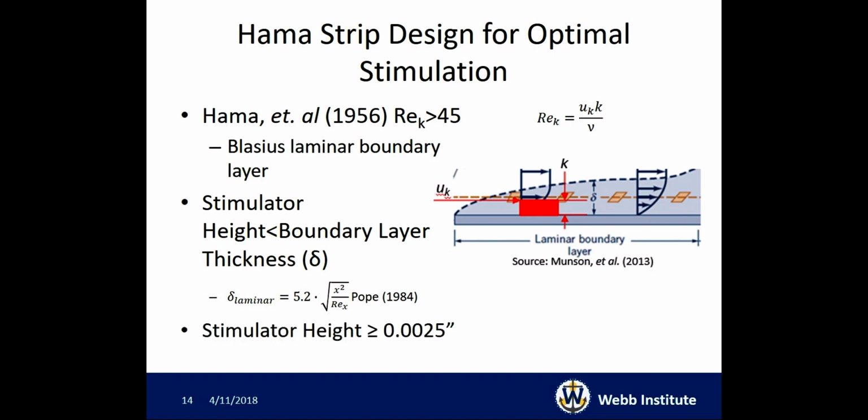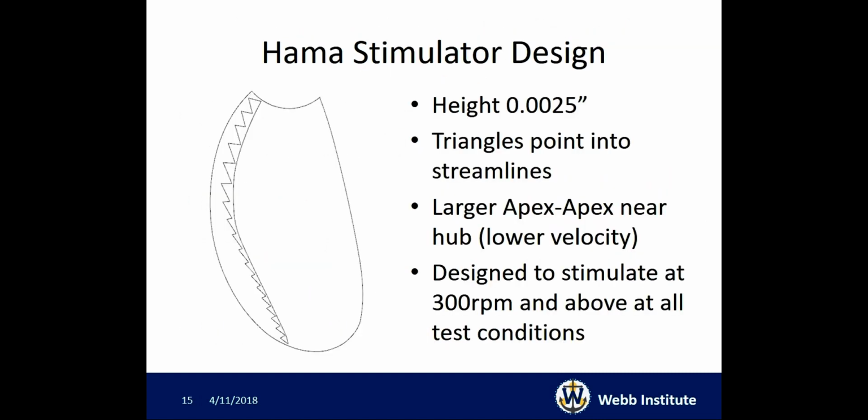My last limitation was my stimulator height. The 3D printer at Webb Institute had a minimum resolution of 2.5 thousandths of an inch, so I had to make my simulator height at least 2.5 thousandths of an inch to ensure accurate printing. This resulted, with many other factors that I don't have time to discuss, in the design shown on the left. With a height of 2.5 thousandths of an inch, I wanted to keep the height as low as possible to minimize the induced parasitic drag.